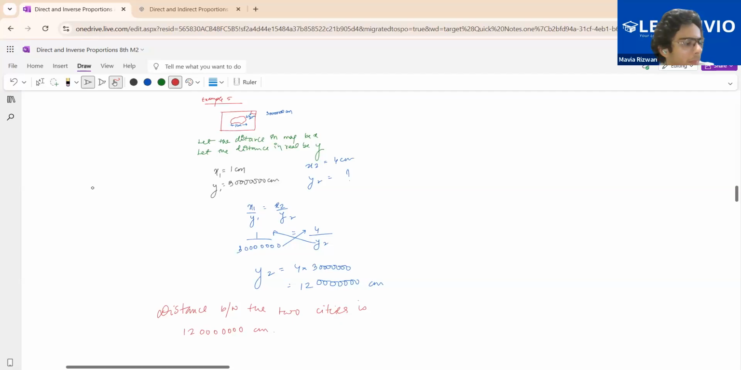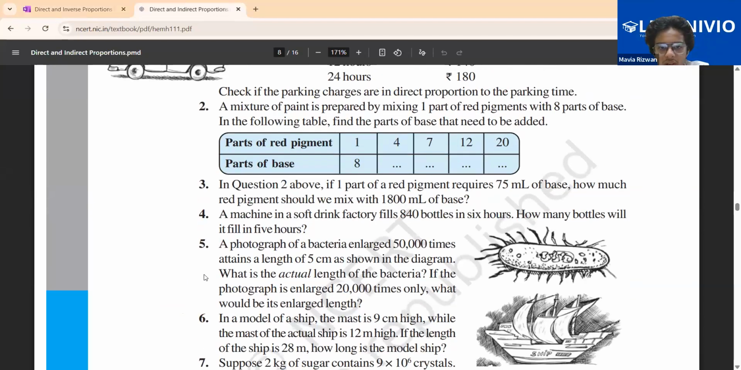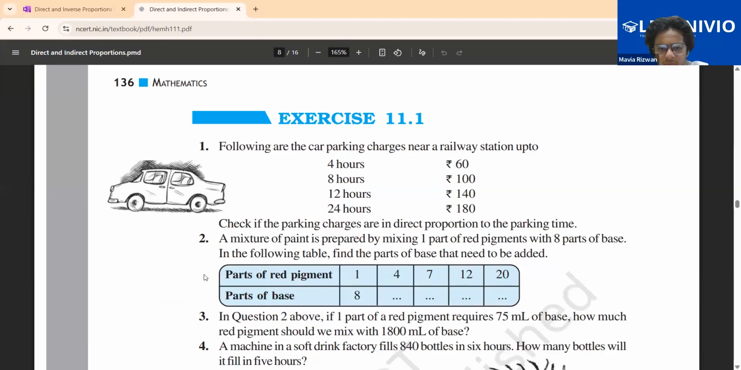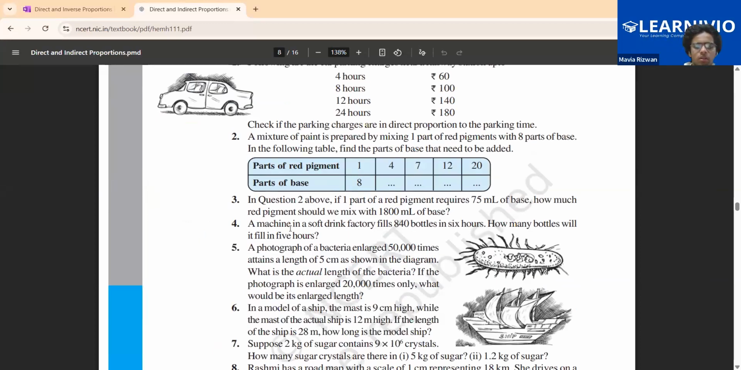Are you done, guys? Yes, sir. Priyanka? Yes, sir. Manisha, you also? Yes, sir. Okay. So now based on this, I want you to try question number 5. All of you, please try it out.